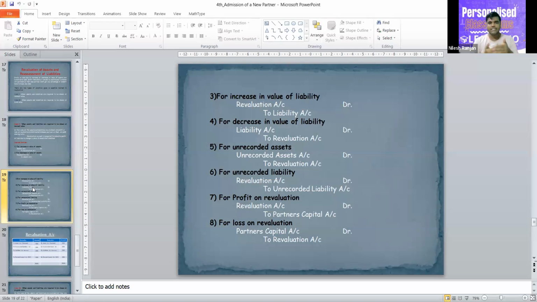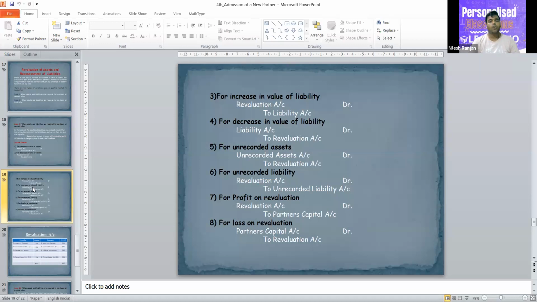For unrecorded assets, assets account debit to revaluation. Unrecorded assets are also profit for us because we don't know that there is some assets we have and it is existing actually. We find out just right now that we have some assets worth any amount. Okay, sir. And for unrecorded liability, it is revaluation account debit to unrecorded liability because it is a loss.